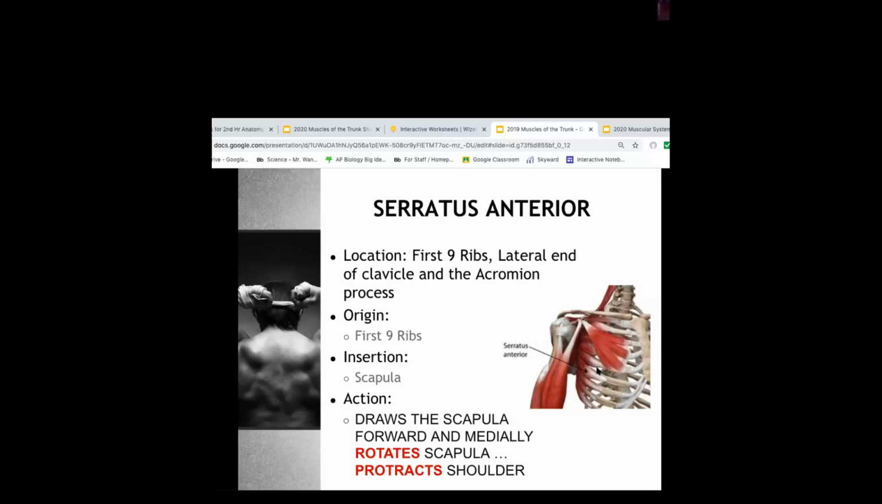Also, rotating the scapula. Rotation is a movement about a center point or an axis. Okay, so we can see the first 9 ribs, which is all of our true ribs and a couple of our false ribs, and then inserting on the scapula. Good.